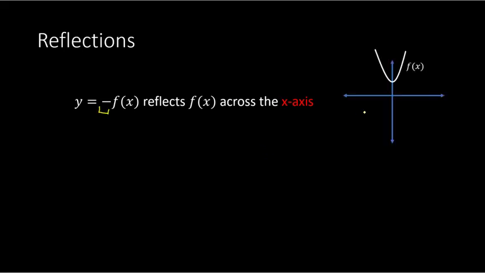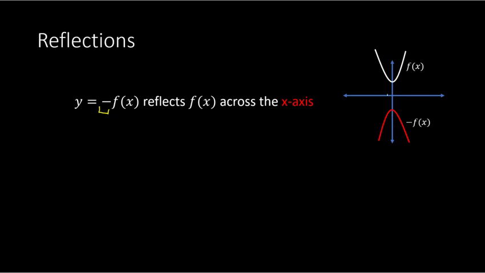Now another concept with graphing is reflections. So a reflection creates a mirror image of something. So here, for example, we have y equals negative f of x. And what that does is it reflects the f of x function across the x-axis, because we're taking whatever y value we had and changing the sign. All right, so for example, if we had f of x right here, negative f of x would reflect this function across the x-axis.